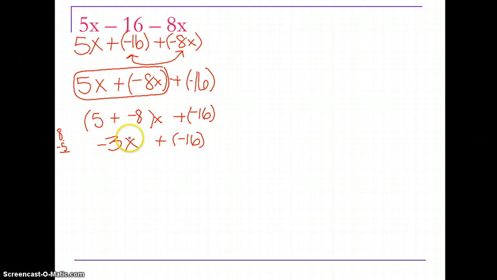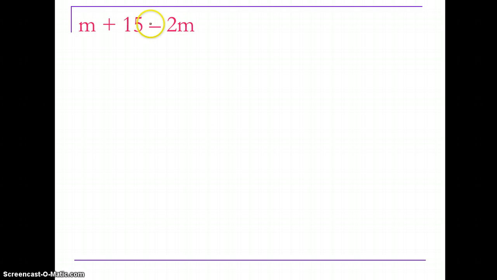This is a coefficient with a term. We call it a variable term. And this is a constant term. You cannot add those together, so that is my final answer. You need to get in the mindset that you're not going to get a single number as your answer.